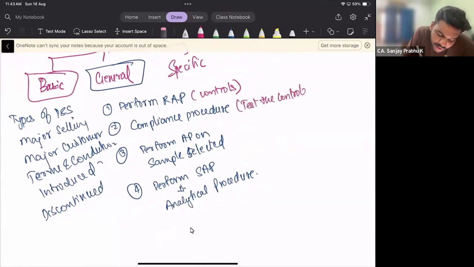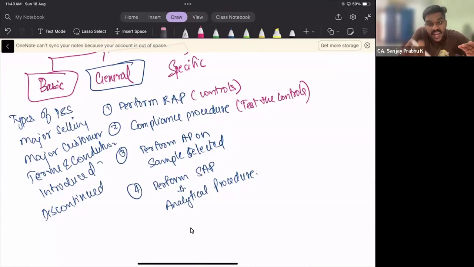Sir, what is compliance procedure? Compliance procedure is nothing but your test of controls. I hope you remember this. First, we understand the control. Once we understand the control, we will test the control to know whether the control is operating effectively, to know whether the controls are adequate.